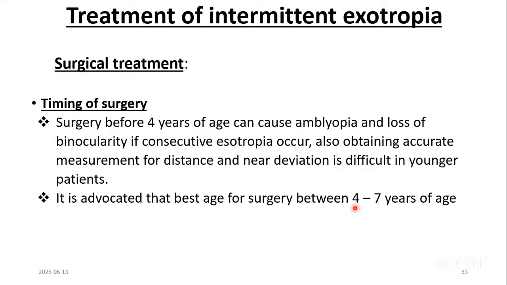So it is better to defer the surgery till the age of 4 years, unless the patient has a constant, very large exotropia and you tried everything, the alternate patching, the over-minus glasses, everything, and nothing worked. Then you can do the surgery. But if you do surgery in small children less than 4 years, you do not aim for overcorrection; you aim only for orthotropia.